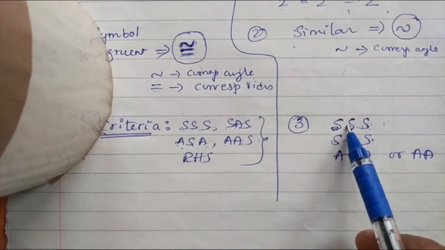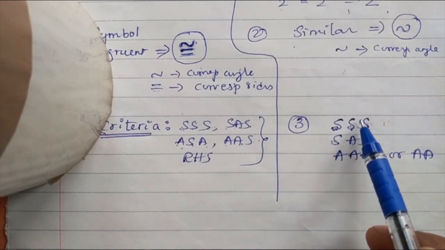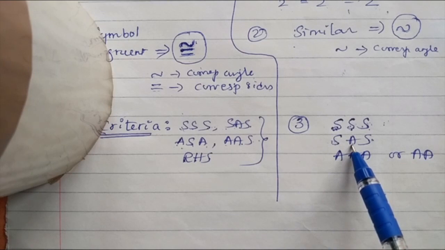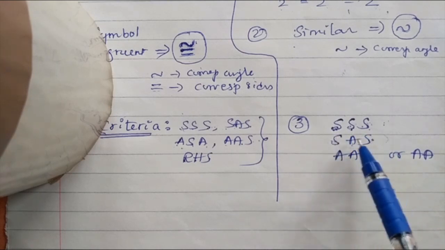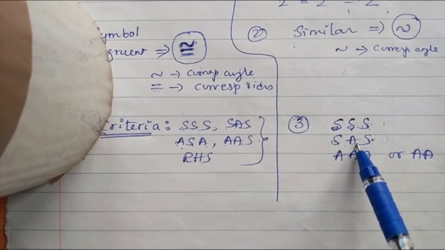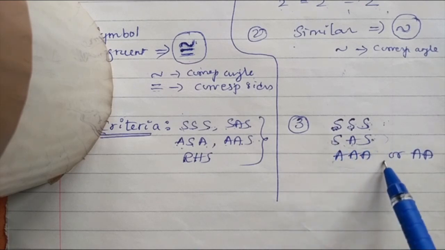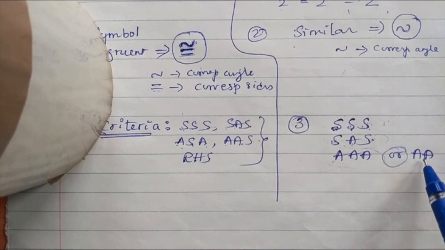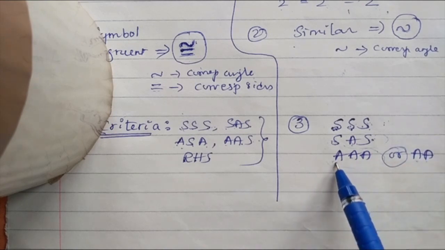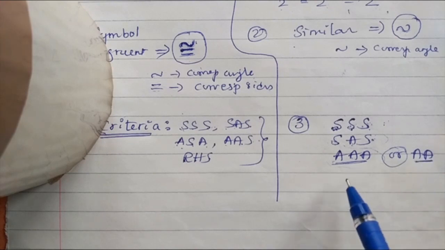But here, sides are in proportion, angles are equal. So what is the meaning of SAS then? 2 sides are in proportion, 1 angle is equal. AA means all the 3 angles are equal. This criterion is also named AA because AAA and AA are both the same.